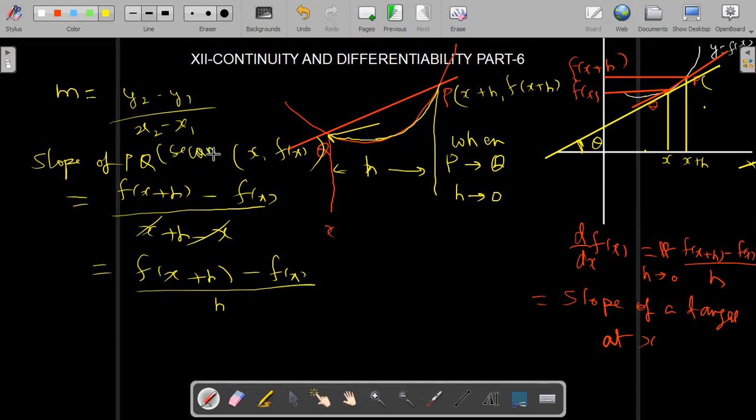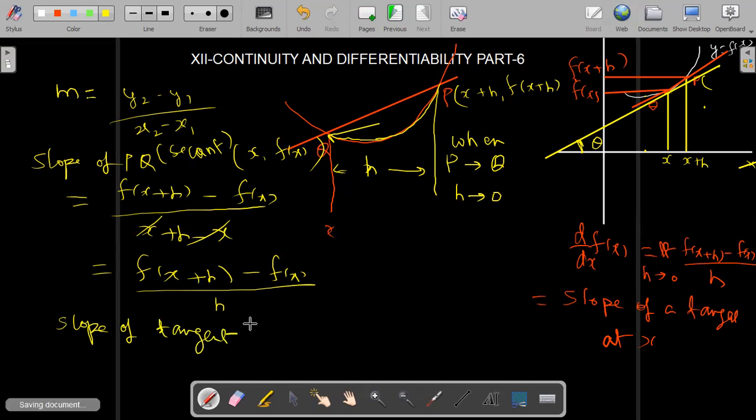So when will it become a tangent? When h tends to 0. If we take h tending to 0, meaning P will become Q, then h tends to 0. So we can say that the slope of the tangent.